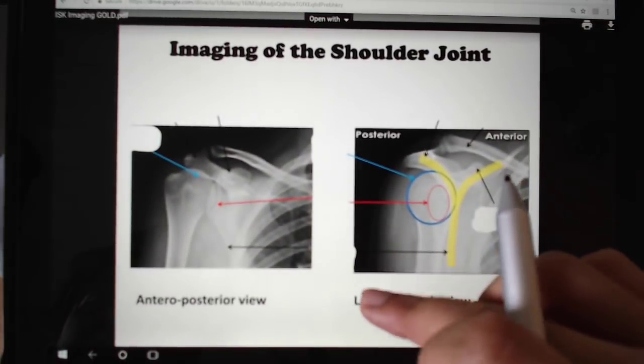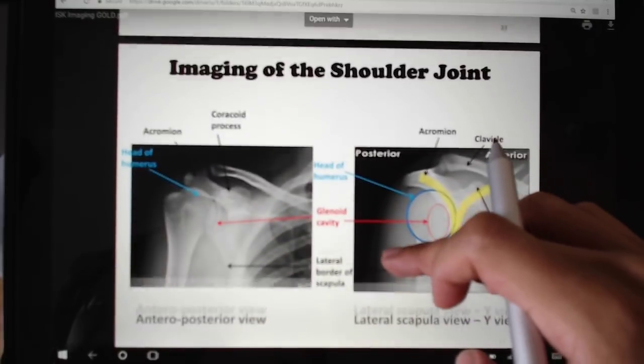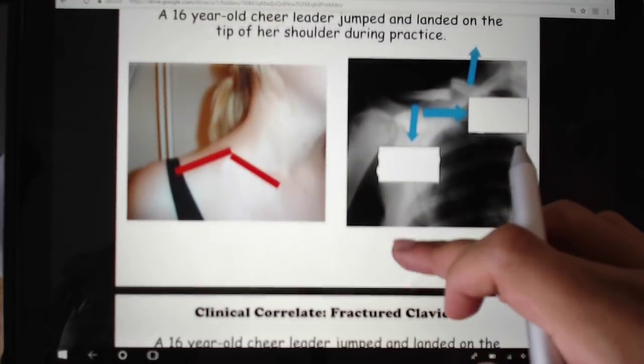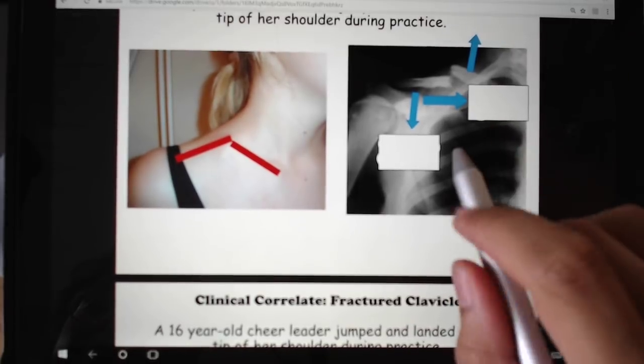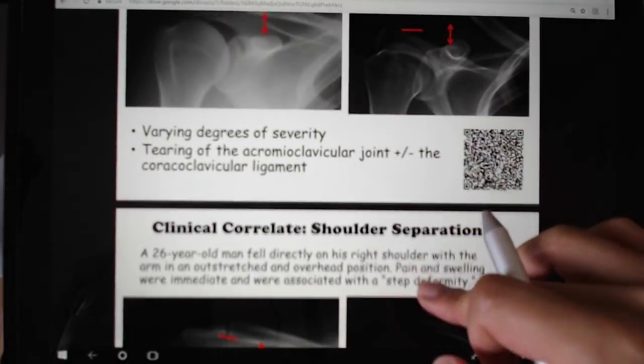So let's see what we get for upper limb. All right, for example with upper limb, let's take this one right here. Clearly on this X-ray you can see something's wrong. That's super easy to pick out.